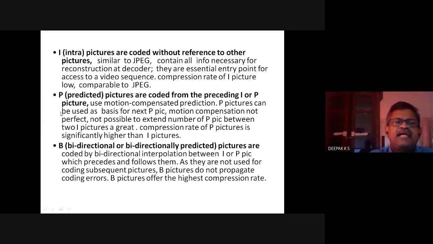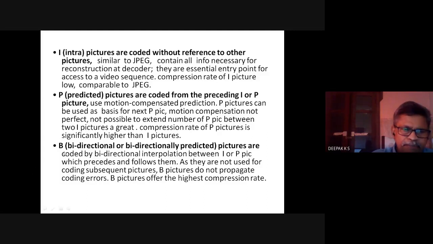So P pictures can be used as basis for the next P picture, or an I picture can be a basis for the next P picture. Motion compensation is not perfect. So there are some imperfections, so we won't have continuous P pictures between two I pictures. To a great extent, we will limit the number of P pictures. We want P pictures because the compression rate of P pictures is significantly higher than for I pictures. Our aim is to reduce as much as possible the information which is common across all the frames.